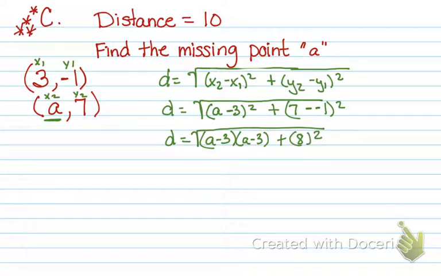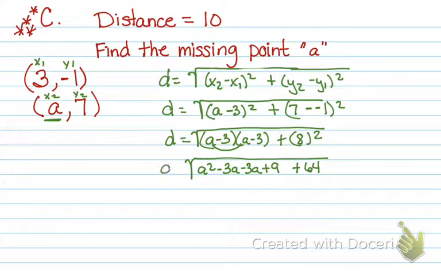Because we don't know what a is and we have to find it, we're going to use some FOIL and multiply this out. So a times a gives us a squared, minus 3a, minus 3a, plus 9, and then 8 squared is 64. This is still all under a square root symbol. Now we combine like terms, getting all the numbers together. So we have d equals the square root of a squared minus 6a, and then 9 and 64 is plus 73.